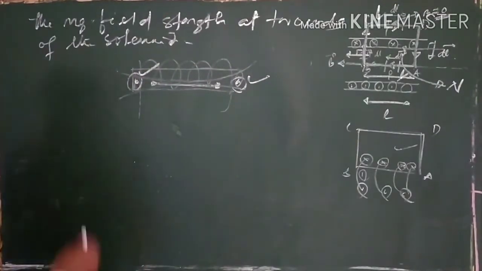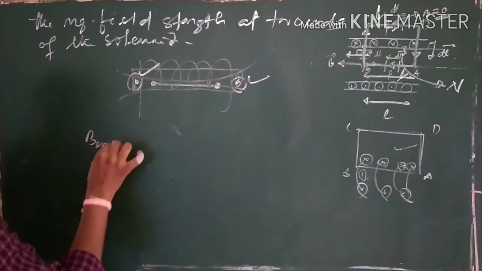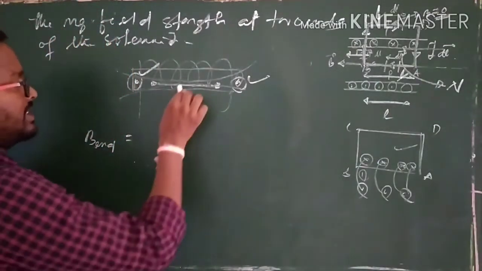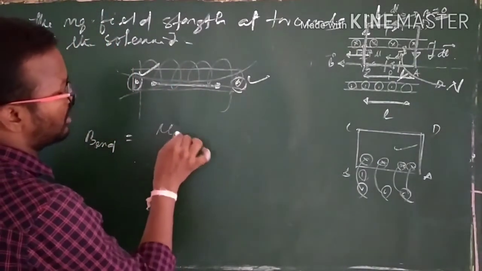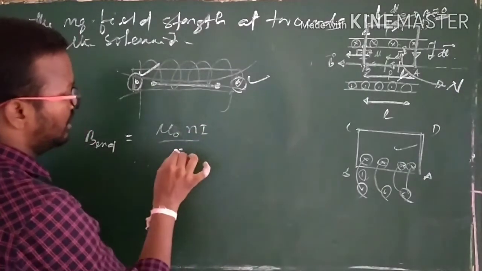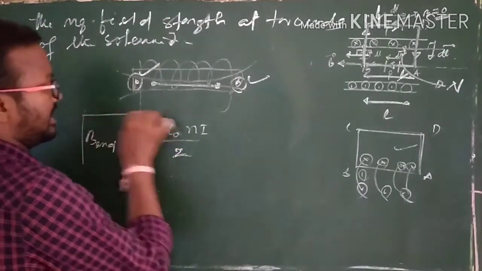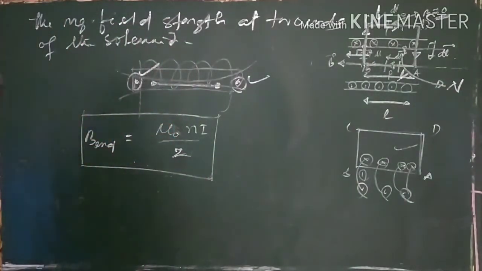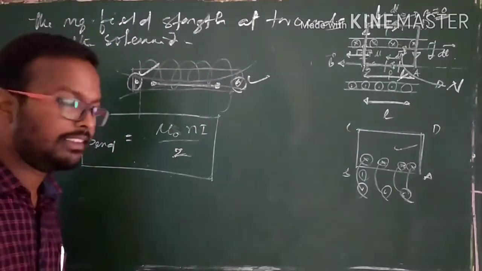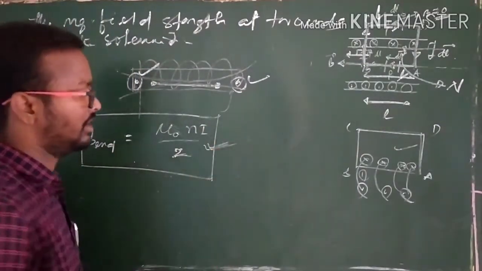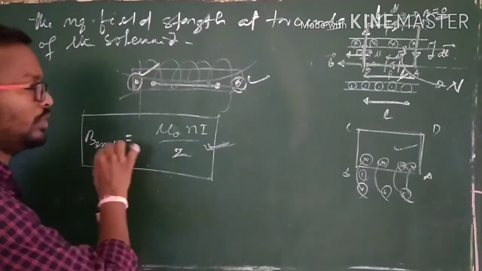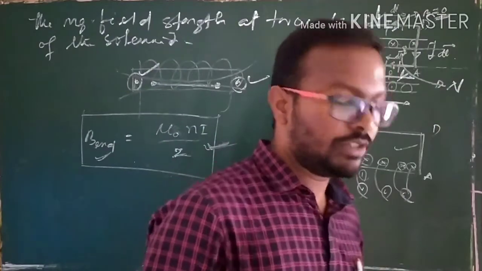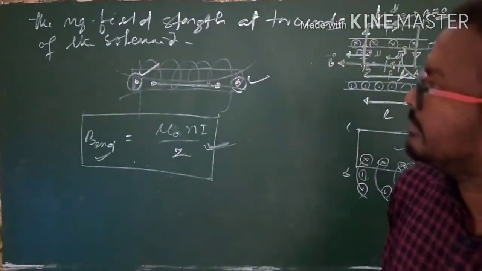The magnetic field at the end point of the solenoid is half of the magnitude of the magnetic field strength inside the solenoid, which is equal to mu naught n I by 2. That means the strength of the magnetic field at the two ends of the solenoid is half of the magnetic field inside the solenoid. Clear? This is all about how to find the magnetic field strength due to an ideal solenoid by using Ampere's law.